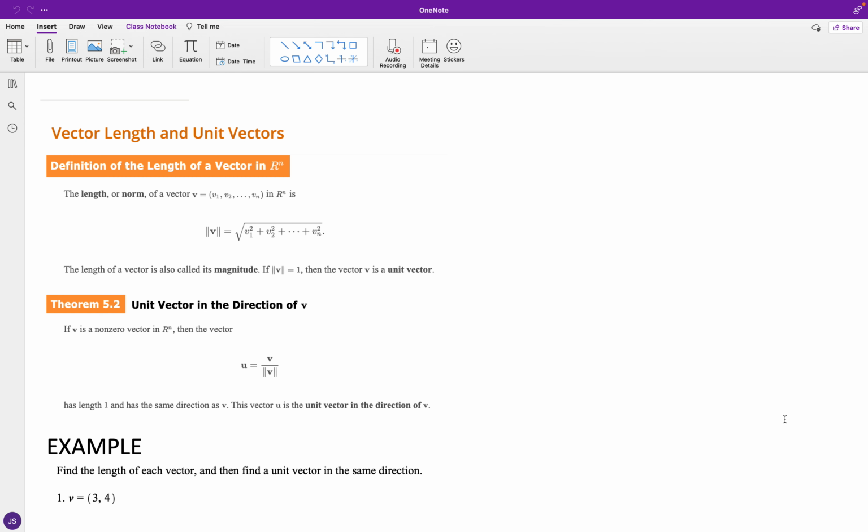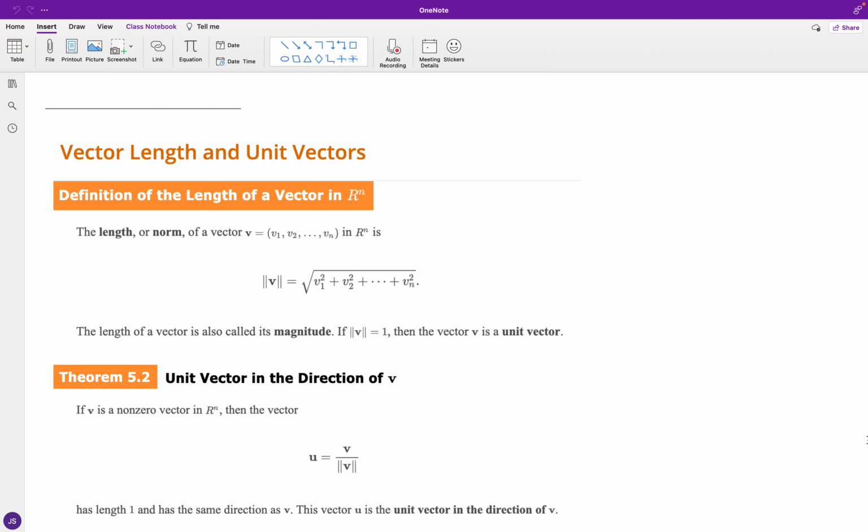Okay, for what we have in chapter 5, starting off, we're looking at vector length and unit vectors. By definition, the length or norm of a vector v in Rn, also referred to as the magnitude of v, is equal to the square root of the sum of the squares of the components that make up this vector. And if the length of a vector is equal to 1, it is referred to as a unit vector.